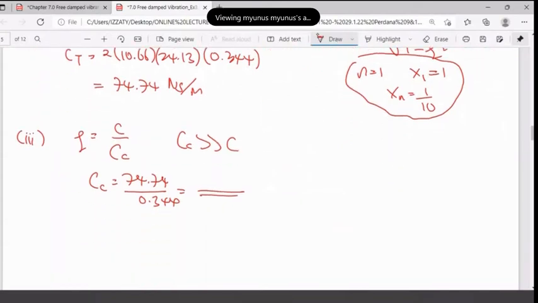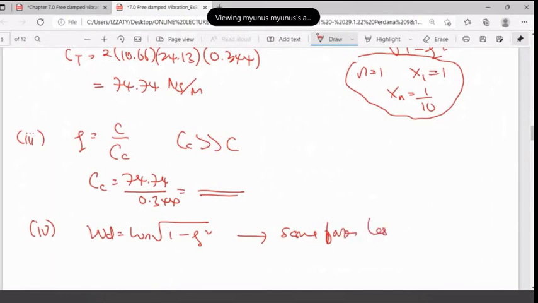And last but not least, when you have the 4 here, you have omega d is equal to omega n times square root of 1 minus zeta square. Is exactly same from last calculation.